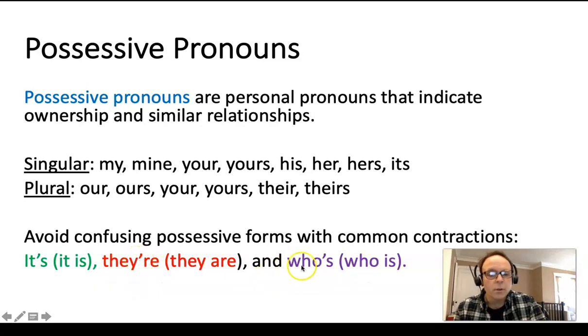Same thing with who. This is who is, but then whose, well, we don't have that, but a possessive pronoun, W-H-O-S-E, would be like that. So again, this is a very easy thing to confuse, so I wanted to mention that with possessive pronouns.